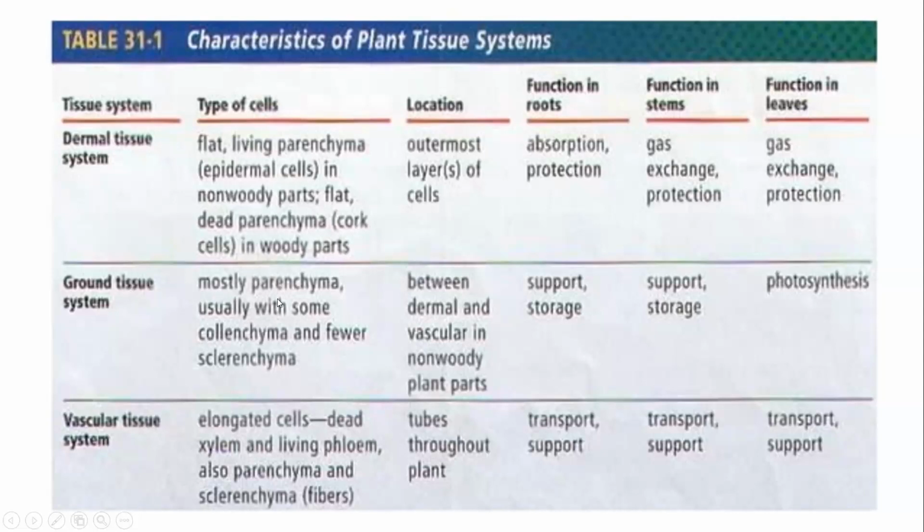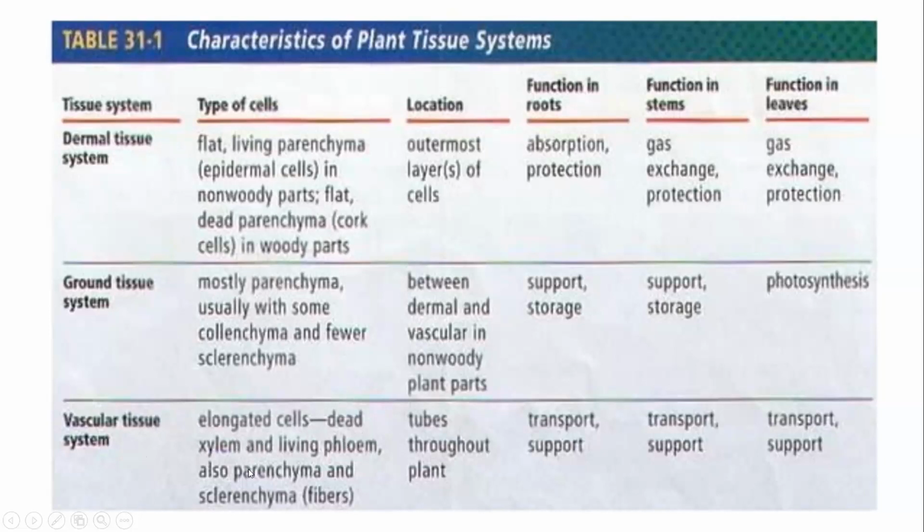So ground tissue is mostly parenchyma, usually with some collenchyma and fewer sclerenchyma. Generally it is mostly made up of parenchyma cells only. As for location, it is present between the dermal and vascular tissues in non-woody plant parts. The main functions are support and storage in all parts, whereas in the leaves ground tissue mainly helps in photosynthesis.